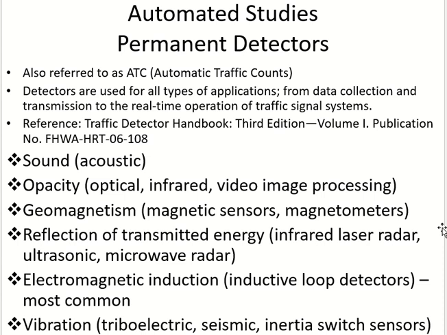Then we have the detectors which work on reflected or transmitted energy. These detectors have two parts. One is a transmitter, the other one is a receiver. And we put them on different edges of the road, different sides of the road. So this one is transmitting energy, this one is receiving it.